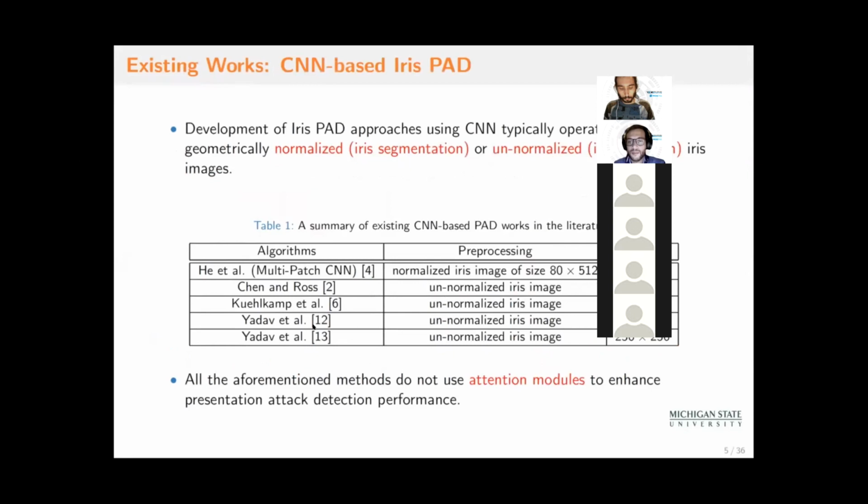In the literature, most of the time they use convolutional neural networks, and these can operate on either geometrically normalized iris images or unnormalized iris images. But all the aforementioned methods do not use attention modules to enhance the PAD performance.